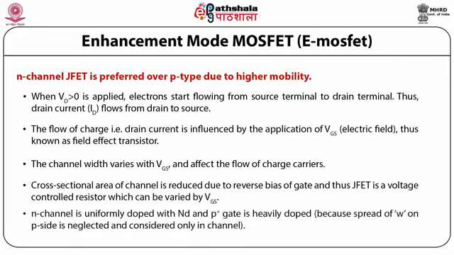The N channel is uniformly doped with ND, and the P plus gate is heavily doped, so the spread of W on the P side is neglected and it is considered only in the channel.